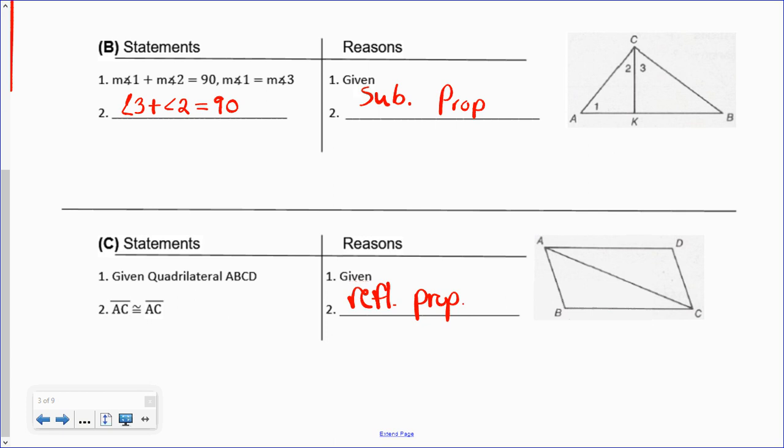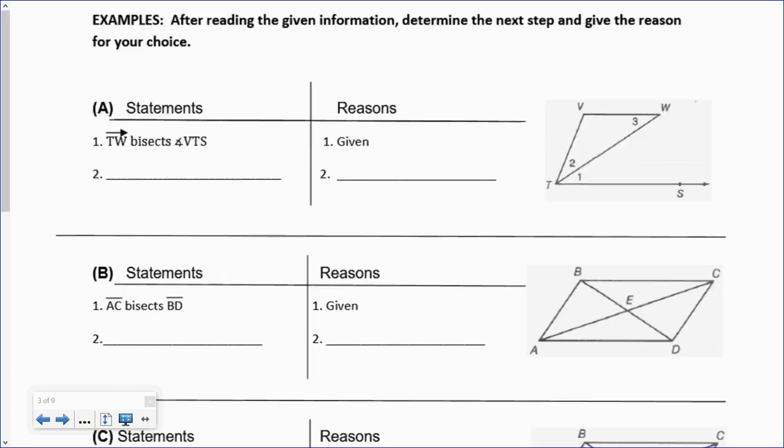It's kind of a weird way that we use the reflexive property in these proofs, but we need to make sure that that's still something we use. All right, what about this one? Ray TW bisects angle VTS. Based on just that, what's another conclusion I can make?